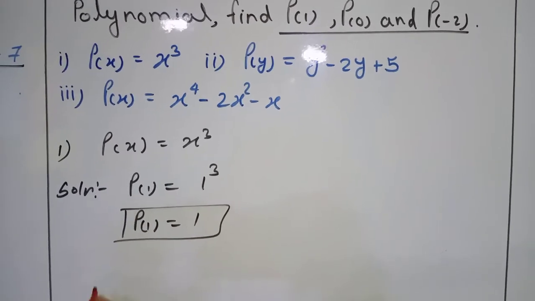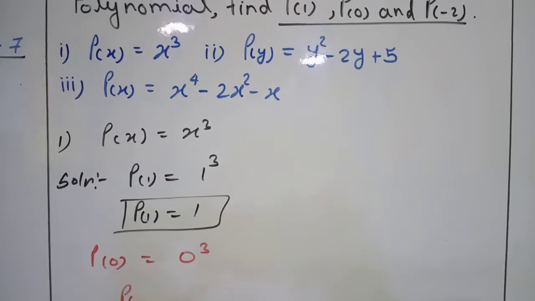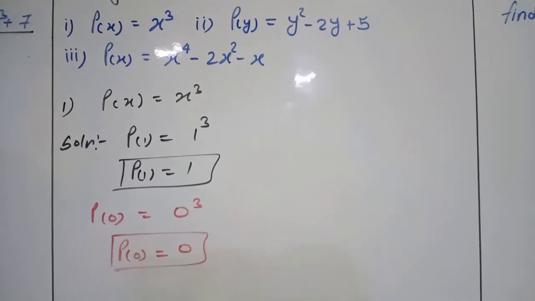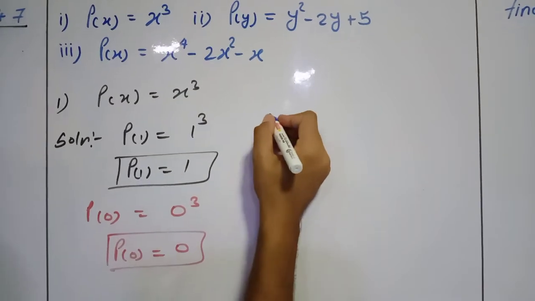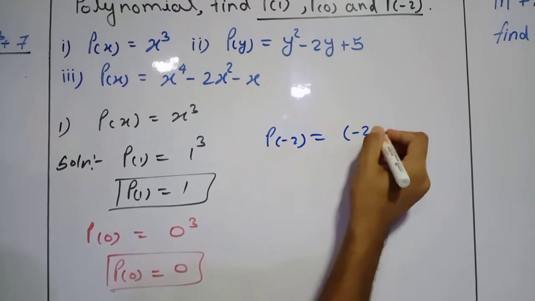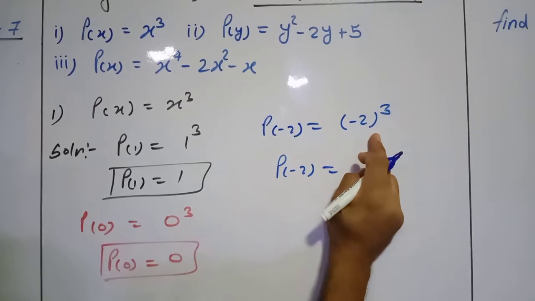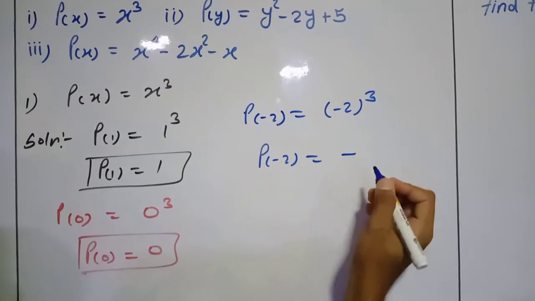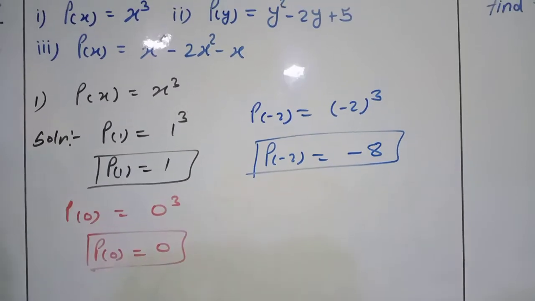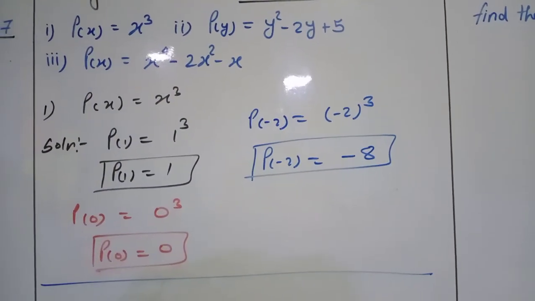The second one, P(0) is equal to cube of 0. So P(0) is equal to 0. The next one, this one will be P(minus 2) is equal to cube of minus 2. Whenever we are doing the cube of a negative number, the answer should always be negative. So minus 2 twos are 4, 4 twos are 8. So P(minus 2) will be minus 8. This way we have to find out the values for one given polynomial.